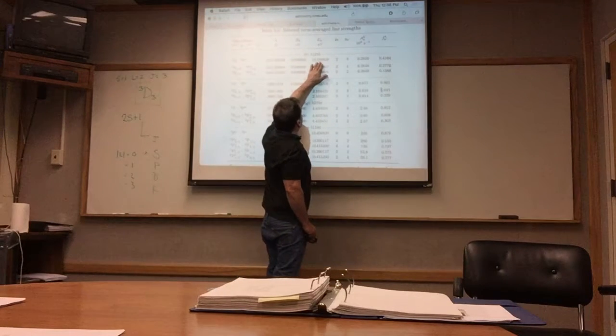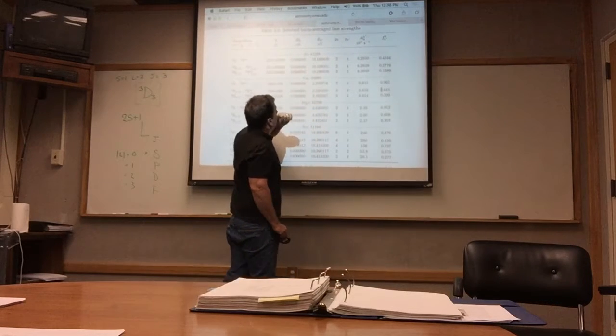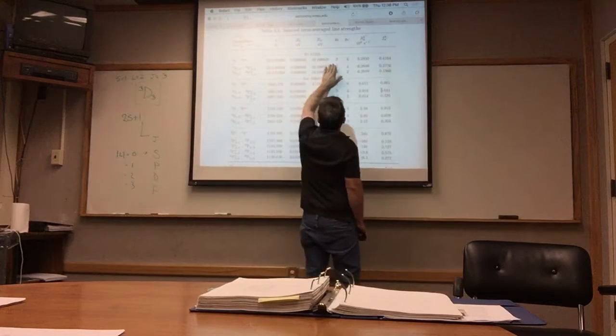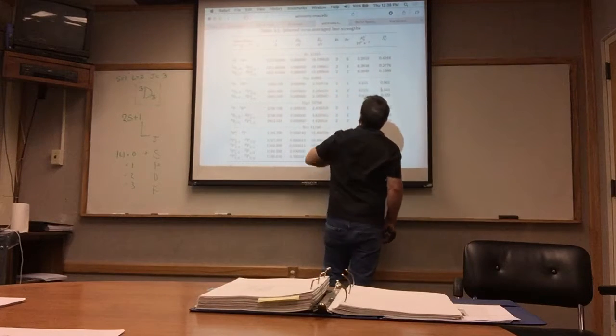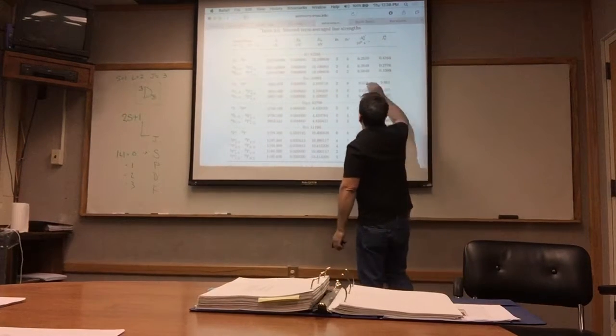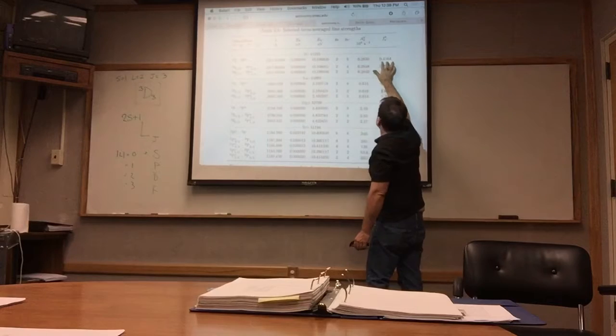The upper state has energy 10.198. Okay. The lower state has a multiplicity of 2. The upper state has a multiplicity of 6. And then here is the Einstein A coefficient, and here is the oscillator strength.